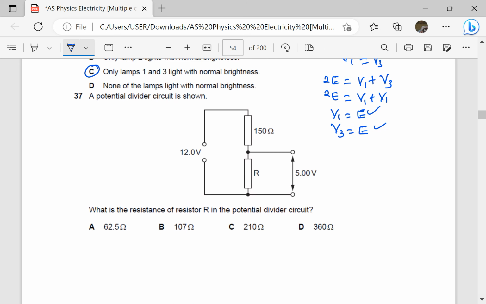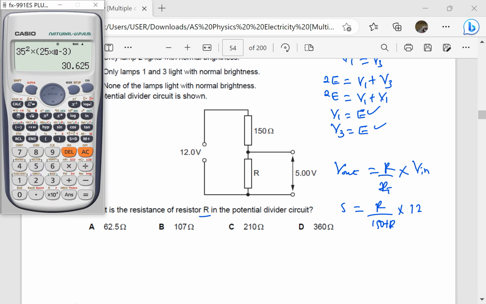Okay, so here, what is the resistance R of the resistor R in the potential divider? So this is a potential divider. We know that V out is equal to that resistance over total resistance times the voltage supply or voltage input. V out is 5 equals R over total, which is 150 plus R, then times voltage input, which is 12.